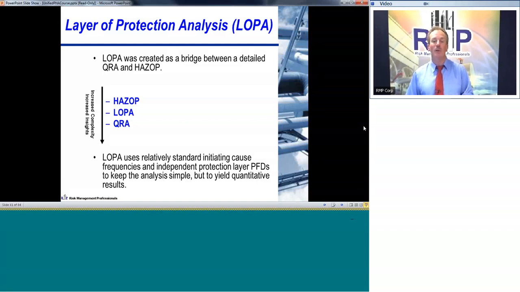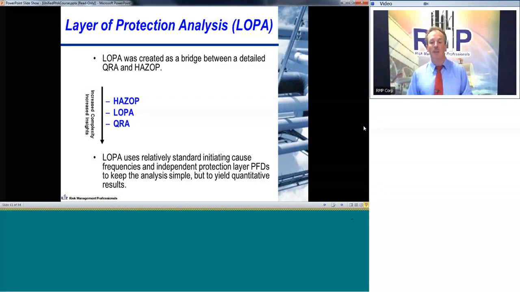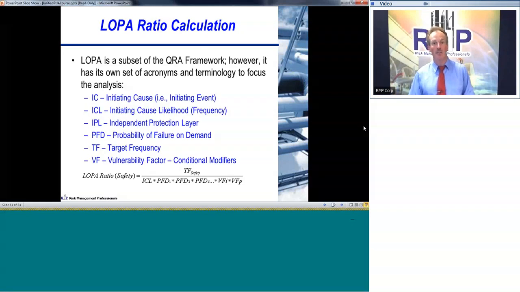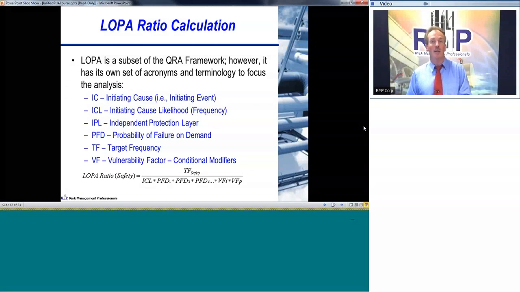So LOPA uses relatively standard initiating cause frequencies, standard IPLs, and standard probabilities of failure on demand to keep the analysis simple but to give you some good basic quantitative results to enhance your understanding of the system. LOPA is usually represented as a ratio of the desired target frequency versus the frequency of the scenario. The desired target frequency, of course, is associated with the risk level that you want to achieve. And the frequency of the scenario is a function of the initiating cause, the initiating event frequency, with the unavailability of the independent protection layers.